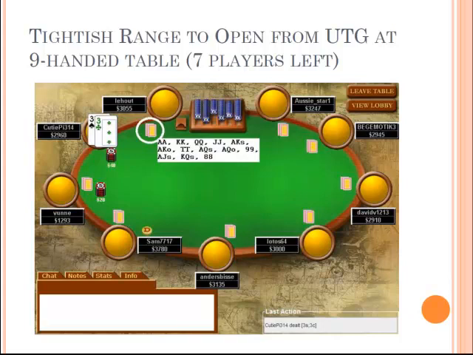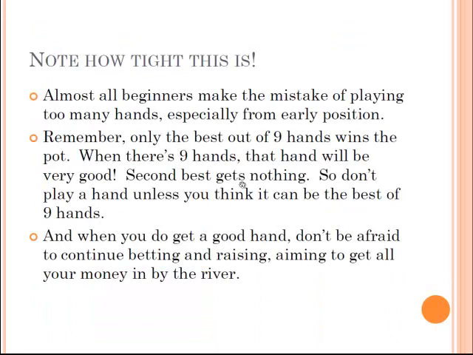What you notice is how tight this is. This is a very small percentage of hands, about 6 or 7% of hands. Notice how small this range is. I'm not recommending you play many hands at all. Almost all beginners make the mistake of playing too many hands, especially from early position. The thing to remember is when it's your turn and there's still 8 players behind you, you need to have the best out of 9 players' hands to win the pot. Being second best gets you nothing. So you don't really want to play a hand unless you think it can be the best out of 9 hands.